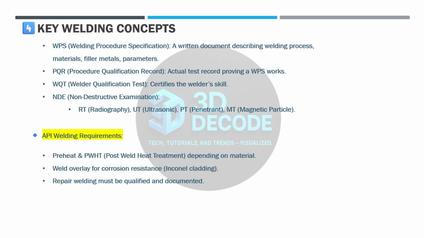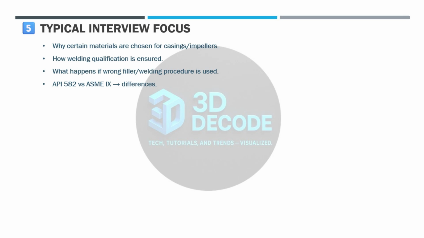API welding requirements also include preheat and PWHT, post-weld heat treatment, depending on material; weld overlay or cladding with alloys like Inconel for corrosion resistance; and strictly qualified and documented repair welding. Typical interview focus. Interviewers often ask why certain materials are chosen for casings or impellers, how welding qualifications are ensured, what happens if the wrong filler or welding procedure is used, and the difference between API 582 and ASME.